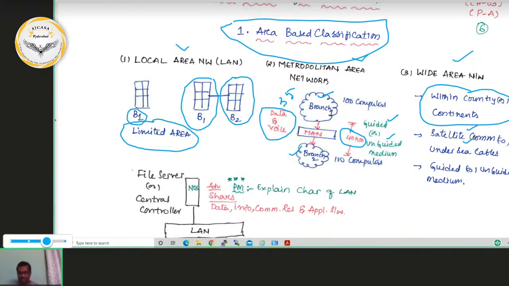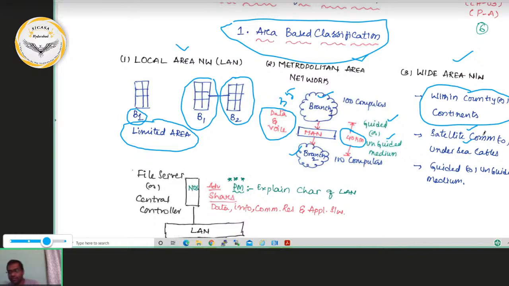So what do you mean by satellite communication? Like ISRO sends certain satellites. Satellites are again of two types: one is called a natural satellite, another is an artificial satellite. For Earth, the natural satellite is the moon. What do you mean by artificial satellite? The man-made satellite. Now why do we require these satellites? For the purpose of communication.